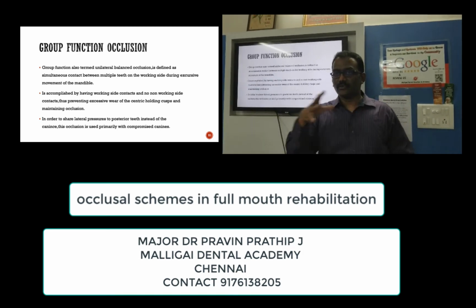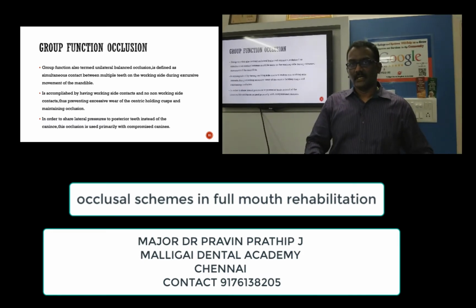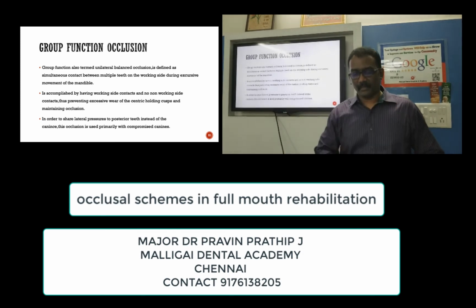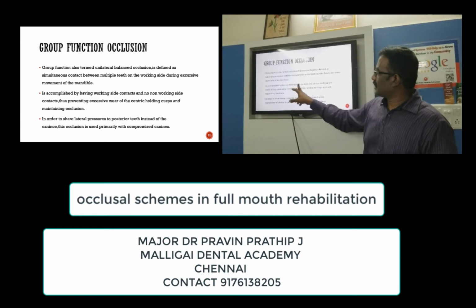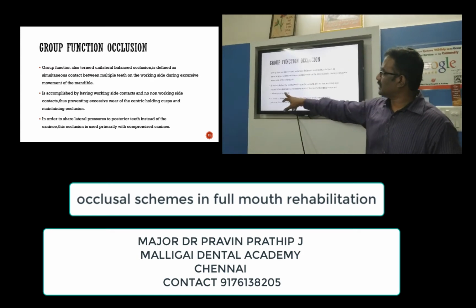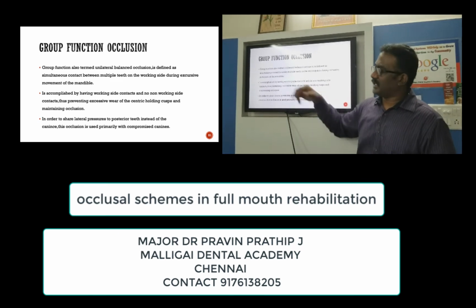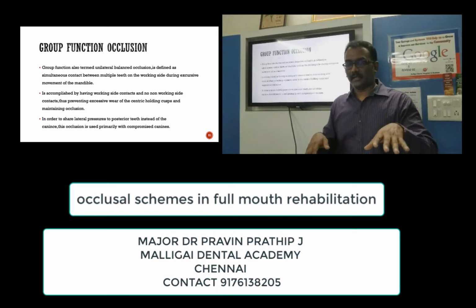Then suppose you move the jaw to the right side, that is called the working side. The other side is called the balancing side. So whatever side you move, that will be having contact. The other side will have an open bite, so that the cusps don't interfere. It is accomplished by having working side contacts and no non-working side contacts, thus preventing excessive wear of the centric holding cusp and maintaining occlusion. So this will not allow wear and tear to happen on the left side.